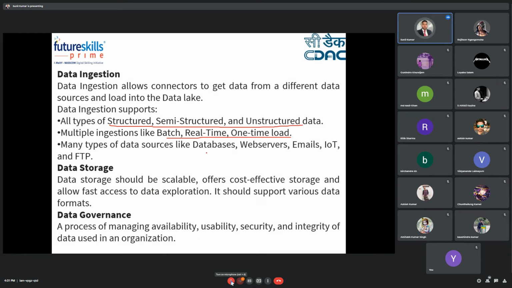Many sources of data may be databases, web servers, email, IoT, and FTP servers also. So any kind of operation performed through any data source will be stored in the data lake, and there is no condition that you have to use a specific tool. So that is the main advantage of data lake. Data storage is scalable. That means as per your requirement, you can increase the size of your storage.